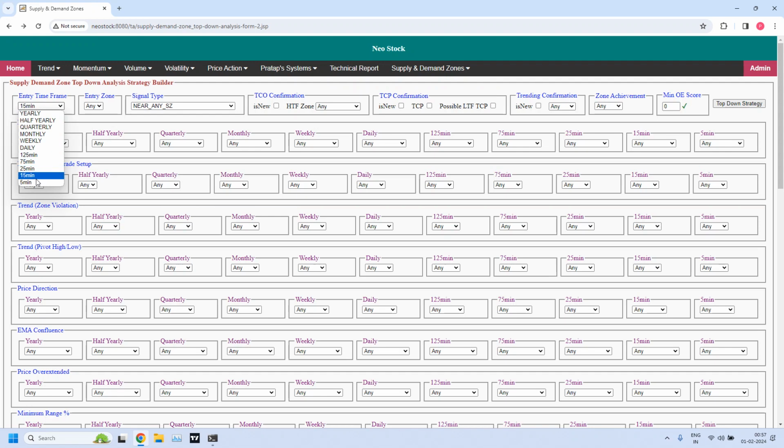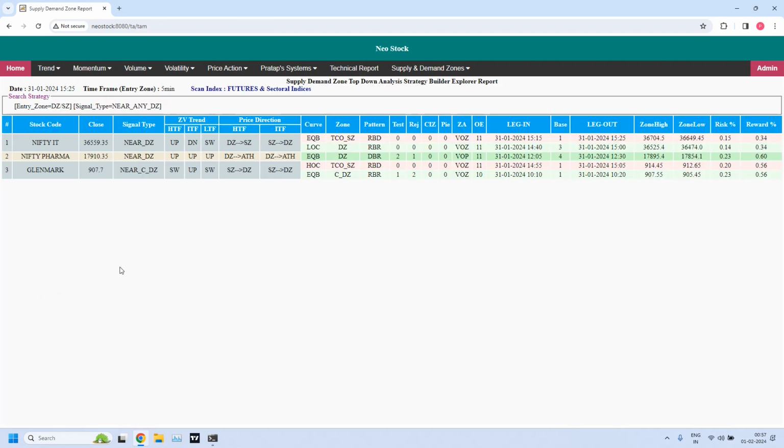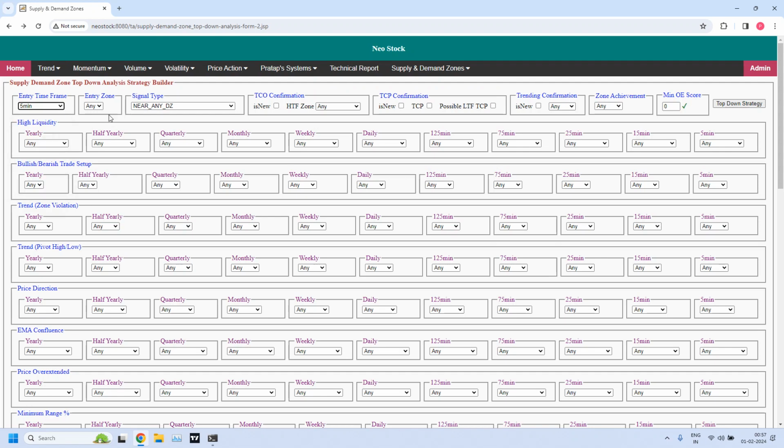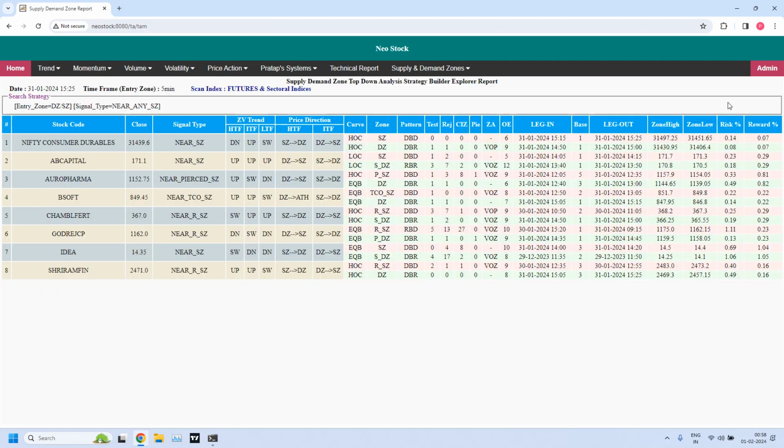Let me change the time frame to 5 minutes and let us find the stocks near 5 minutes demand zone. So 3 stocks are filtered. So let me go back for 5 minutes time frame. Let me find the stocks near 5 minutes supply zone. So these 8 stocks are near 5 minutes supply zone.